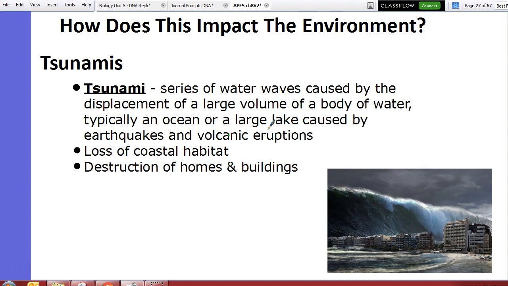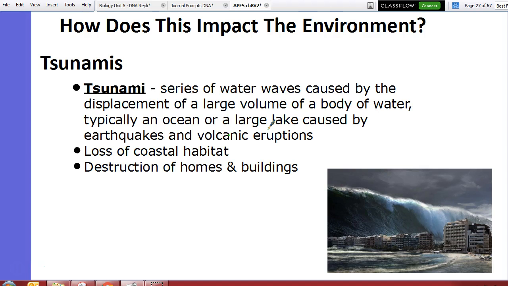Somebody asked me last hour, what's the difference between a typhoon and a tsunami and a hurricane? So a typhoon and a hurricane are the same thing. A typhoon is in the Pacific Ocean, and a hurricane is in the Atlantic Ocean. They're the same thing. And the tsunami is just a big tidal wave.